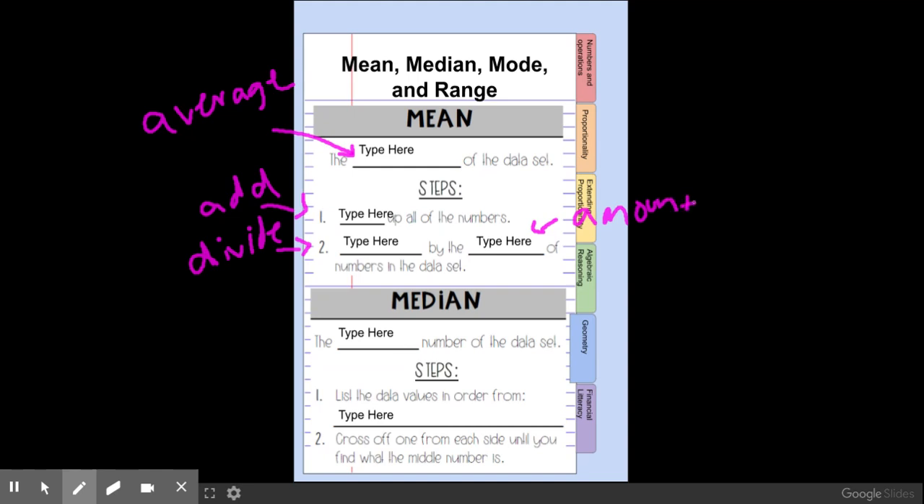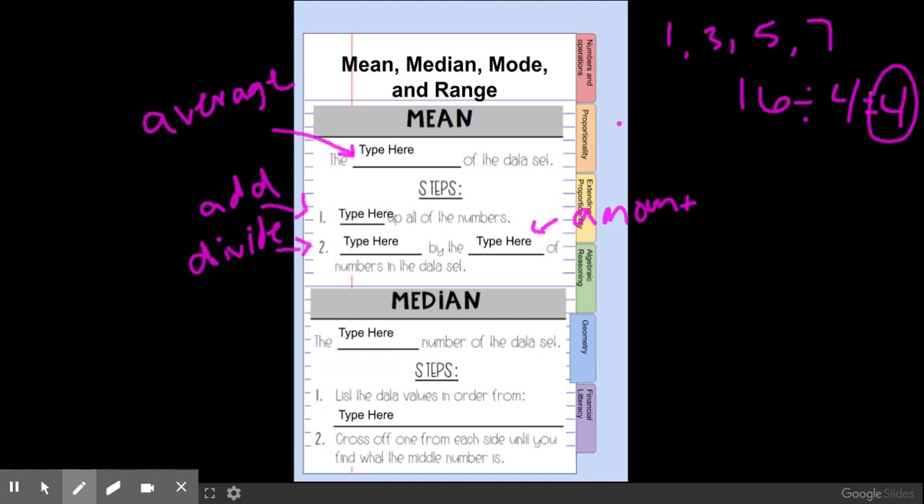So if my numbers were 1, 3, 5, 7, I would add these numbers together. So 1 plus 3 is 4, plus 5 is 9, plus 7 is 16. And then I would divide it by the amount of numbers. So I have 1, 2, 3, 4 numbers in my data set. So my mean would be 4, if that was my data set right there.